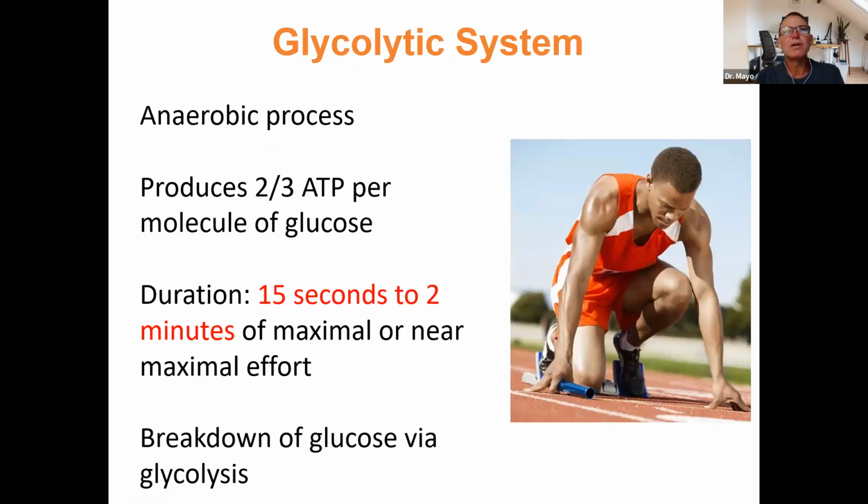We gave you the 225 bench press, the NFL bench press test, as an example of that. Anything somewhere between where the ATP phosphocreatine system leaves off, somewhere between 15 to 30 seconds and a couple of minutes. And again, this is near maximal effort where you're breaking down glucose via glycolysis. And again, you don't get much energy from this. That's the challenge, right?